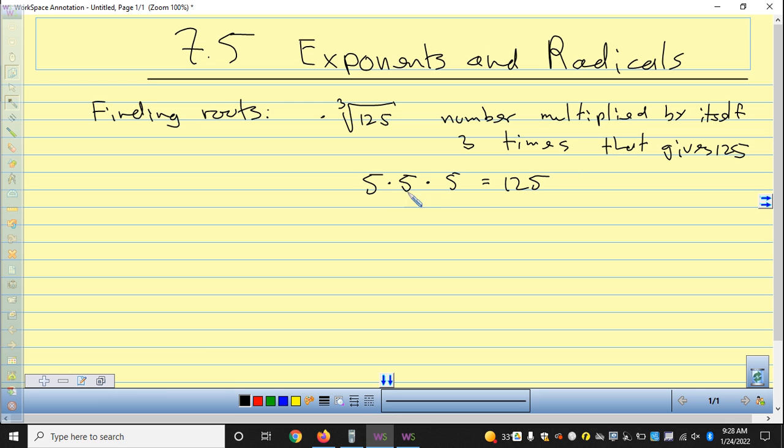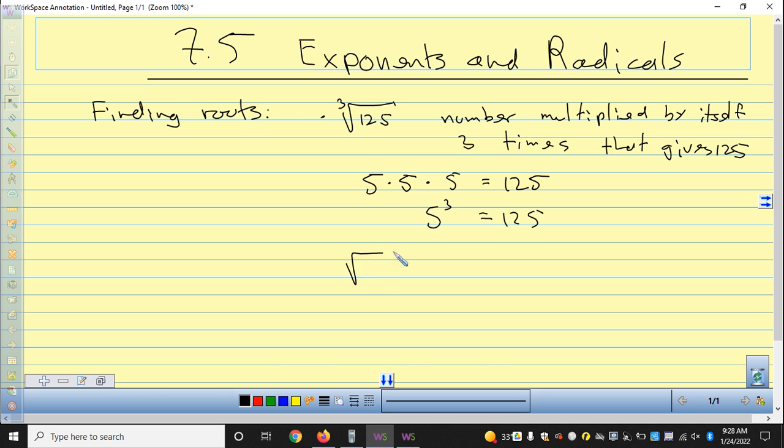Well, what's another way that we can write 5 times 5 times 5? That's 5 to the third equals 125. So the third root is kind of like the opposite of doing a third power. So we say the third root or the cube root of 125 is 5.